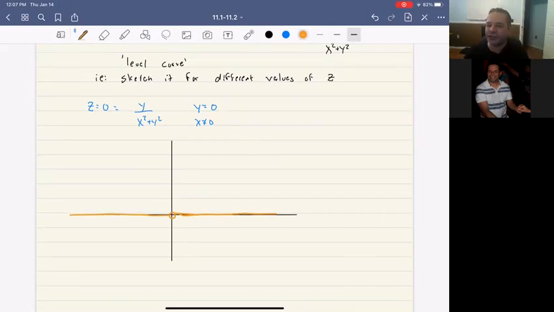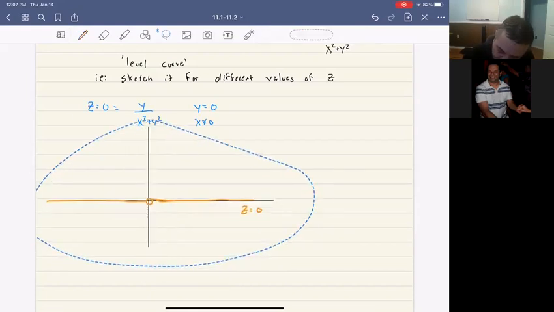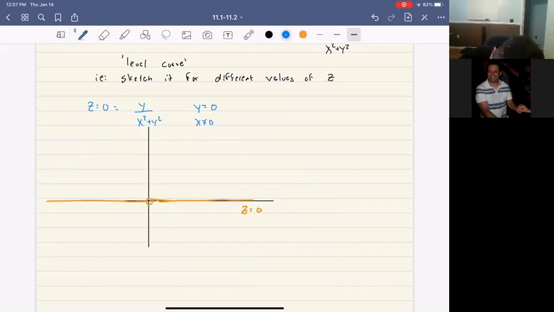Okay, let's try z equals 1. And what do we get? So this is z equals 0. We're going to do it on the same graph. That's one of the points of level curves, is you do it on the same graph. So that's going to give us x squared plus y squared equals y.